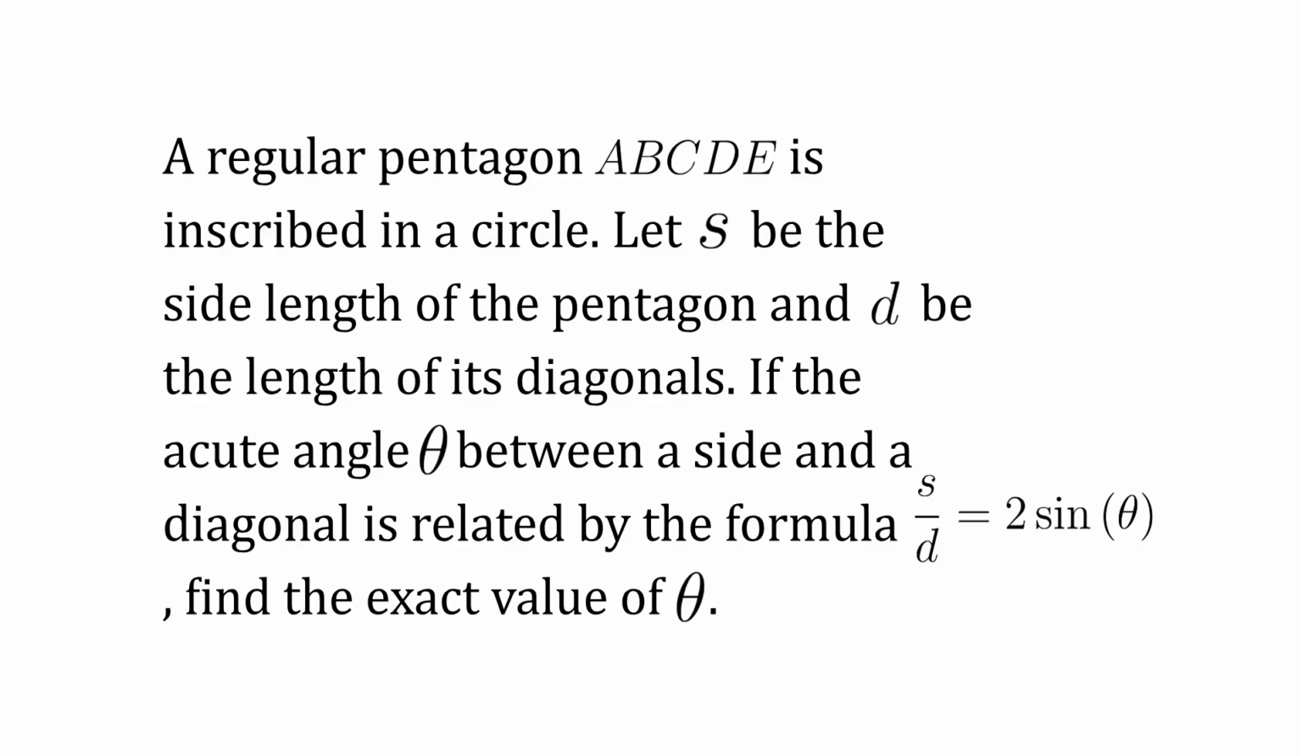So our question was, a regular pentagon ABCDE is inscribed in a circle. Let S be the side length of the pentagon and D be the length of its diagonals. If the acute angle theta between a side and a diagonal is related by the formula S over D is equal to 2 sine theta, find the exact value of theta. We found that the exact value of theta is 18 degrees.